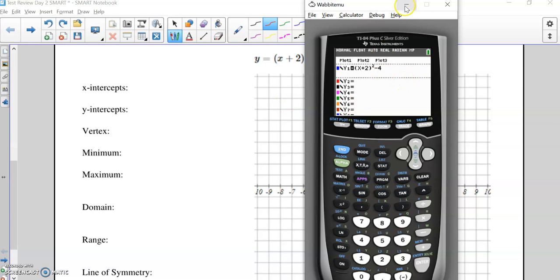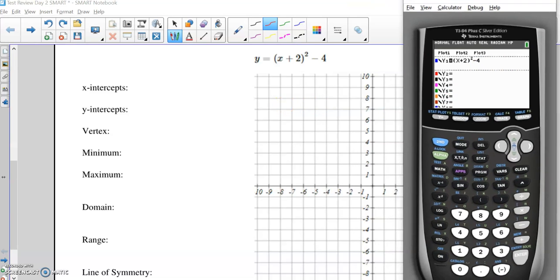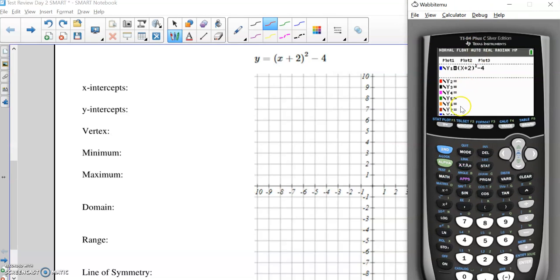So we have our calculator here, and what we want to do is to first graph them. We want to go to y equals, and I have typed it in here for us already, but this is where you're going to type it, and you will hit graph. And we'll have our nice little parabola there.